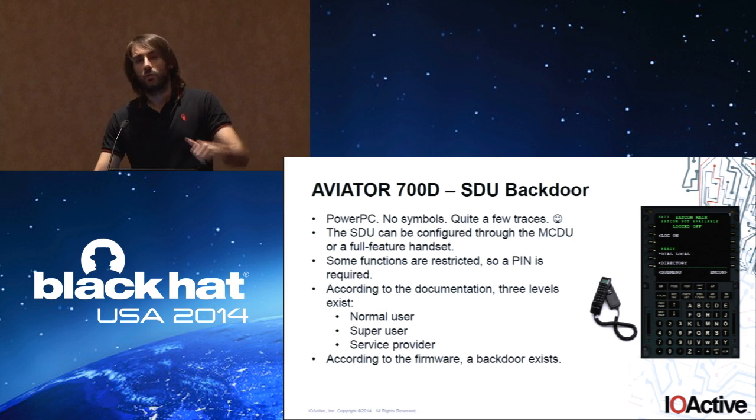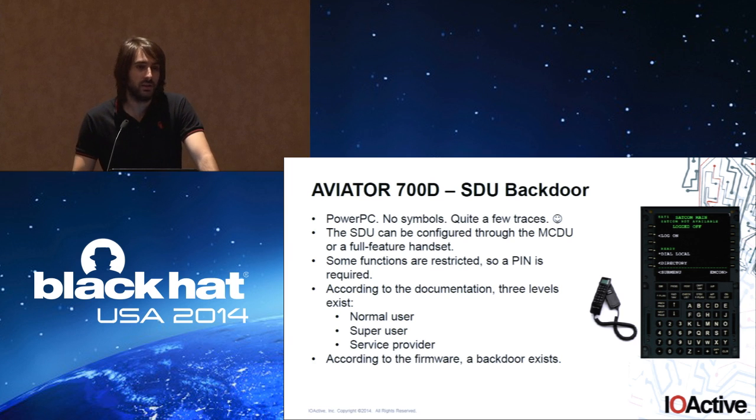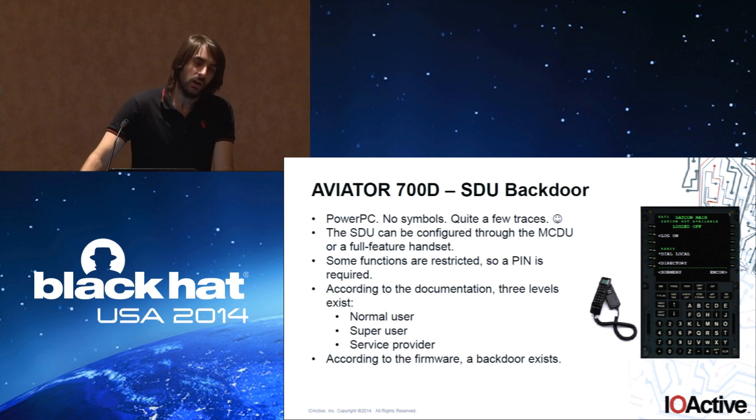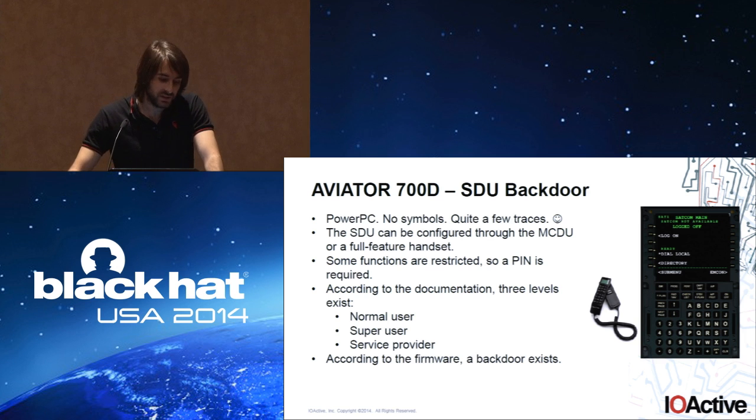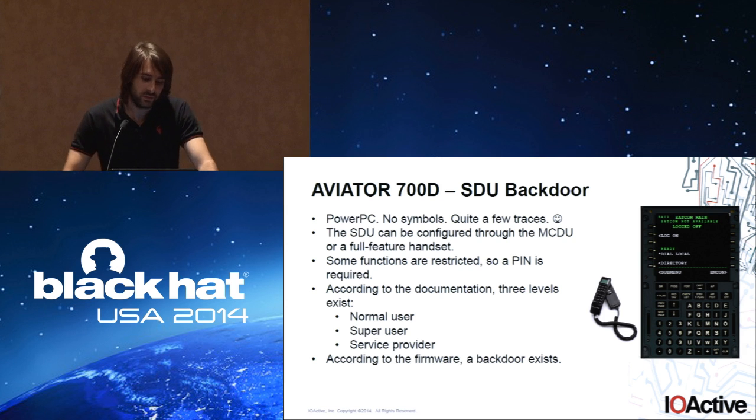And then, well, let's move to the SDU, the satellite data unit. Well, it's PowerPC, no symbols, but again, some traces. The SDU can be configured in a couple of ways, through the MCDU, which is basically the computer that controls the flight management system. It's located in the cockpit, so that's way restricted. It's an attack vector, but if you have physical access to the MCDU, there are quite a few nasty things you can do.